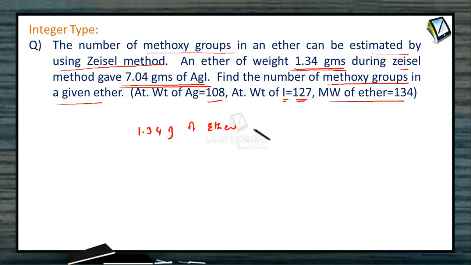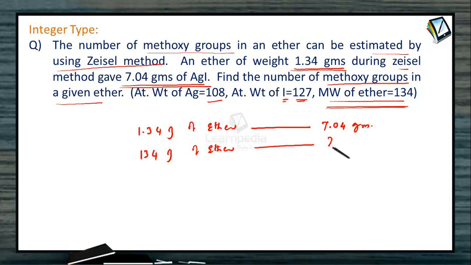So what is given in the question is, when you take 1.34 grams of the given ether, it gives silver iodide as 7.04 grams. But the molecular weight of ether is how much? 134. So when 1.34 grams can give this much, for 1 mole of the substance, which is nothing but the molecular weight, that is 134 grams of ether, when subjected to the Zeisel method, what will be the weight of silver iodide formed? This 134 being 100 times, we get 704 grams of silver iodide formed.